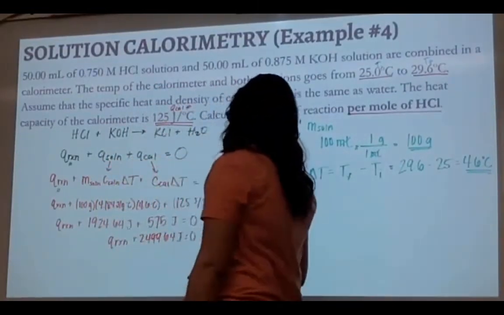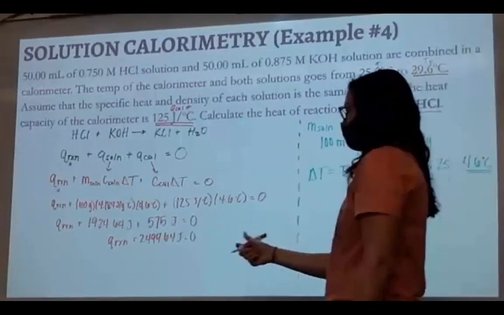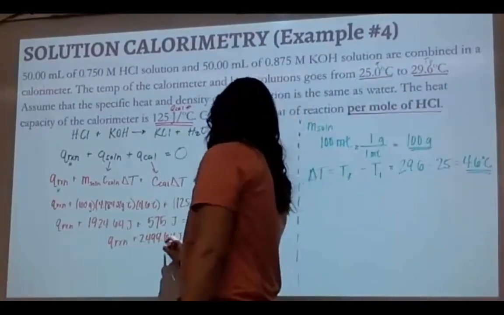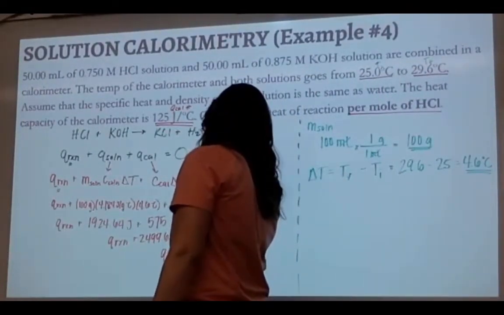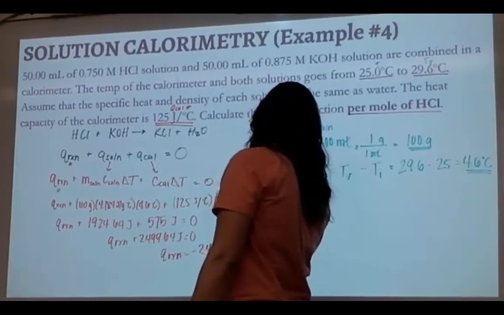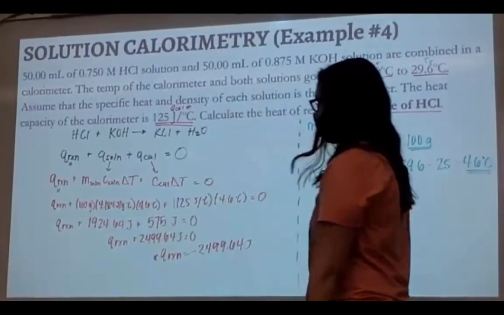I'm showing every single step so you can see how I'm getting everything. So I added the two like terms together. I could add them together because the units were the same. They're both in joules. So then Q reaction is negative 2,499.64 joules.